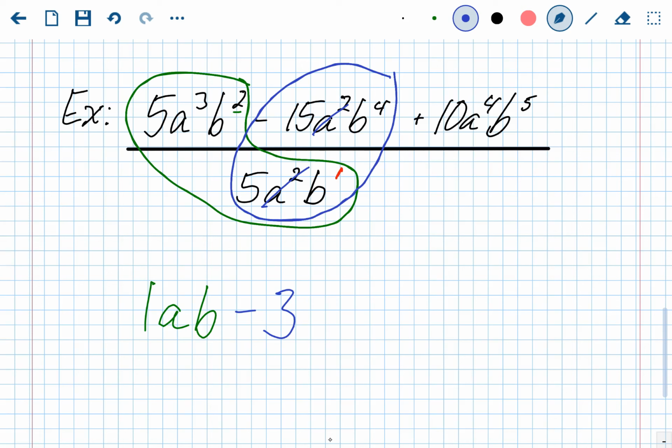Those would just go away. I don't want to cross it out though. So there'd be no a's. And then you have 4 b's on top. There's 1 on the bottom. Take away 1 gives you b to the third.